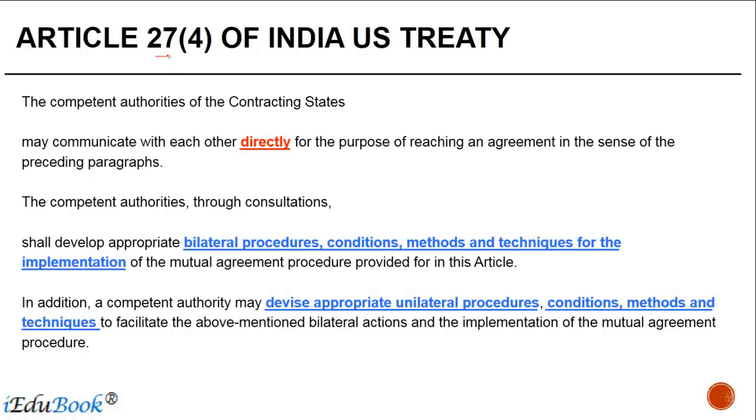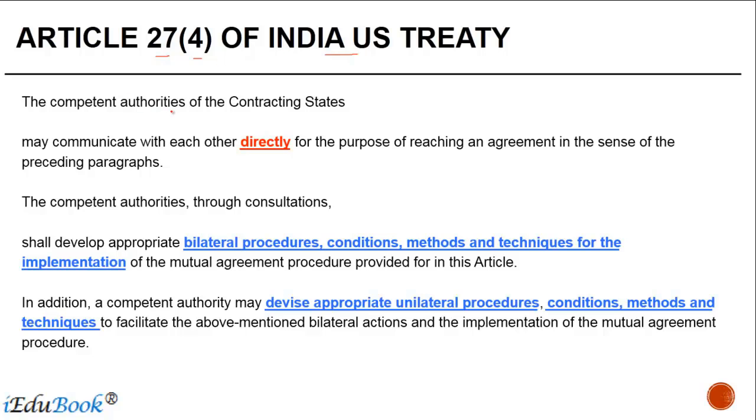Article 27, Paragraph 4 of the India-USA Treaty. And what this deals with is how will the competent authorities communicate with each other? What will be the procedures for the purpose of concluding or taking forward MAP, both bilateral as well as unilateral.